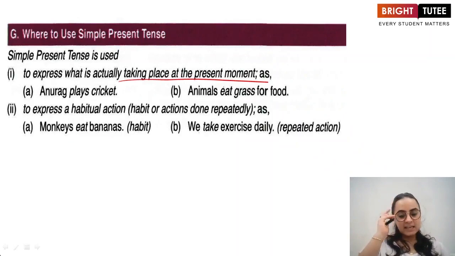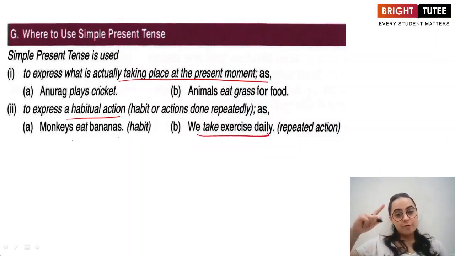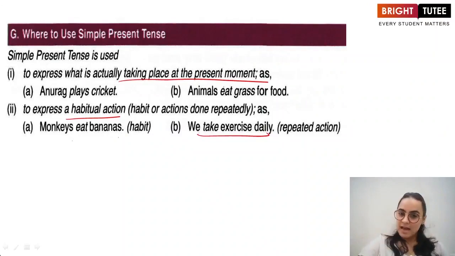Okay. Second, we use the simple present tense to talk about some habitual action, some habit, or some actions that are taking place repeatedly. For example, monkeys eat bananas. This is a habit that we are talking about. We take exercise daily. This is a repeated action. I go for a walk every morning. This is again a repeated action.